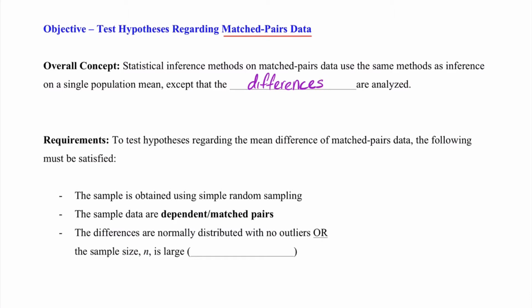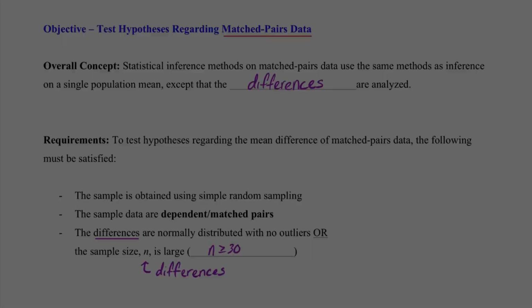First are requirements that need to be met. To test the hypothesis regarding the mean difference of matched pairs data, the sample has to be a simple random sample. The sample data have to be dependent or matched pairs. And here's the big idea, the differences from our data have to be normally distributed with no outliers, or the sample size n has to be large. Take note that our sample size is the number of differences that we'll have, not the total pieces of data that we'll have.